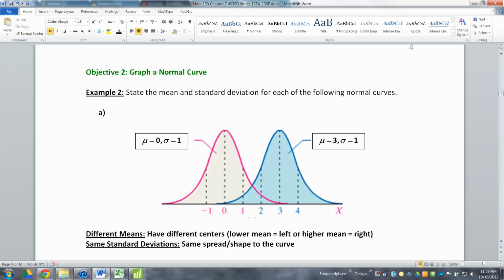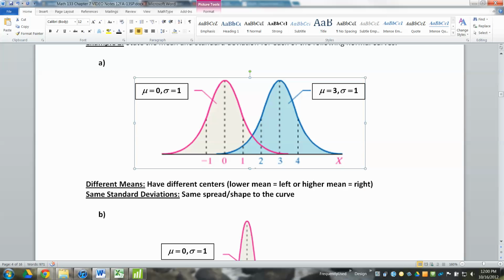So on this one, the pink one, it's 0. And then over here on the blue one, it's 3. Okay, so that's where the center is. Now the standard deviation is 1 because you can see 1 is where the inflection point happens, and that's 1 away from 0. And then over here, it's 4. Oh, and 4, excuse me, standard deviation is not 4. The inflection point's at 4, and 4 is 1 away from 3, so therefore the standard deviation is 1 there as well.